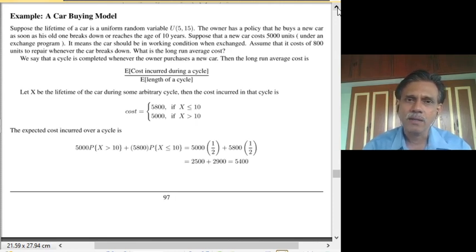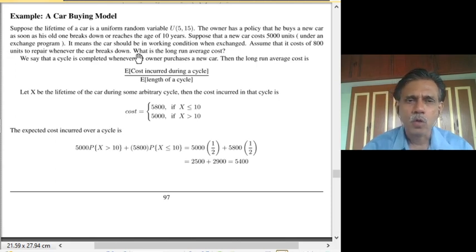Suppose let us assume that the car is being bought using a scheme called the exchange program, wherein you give a car in a working condition, then a new car can be bought at the rate of 5,000 units of money. For that you have to give a car, however old it may be, but in a working condition. So, the car should be in working condition when it is exchanged. Assume that it takes 800 units of money to repair a car when it breaks down.